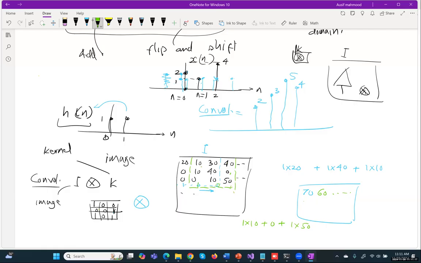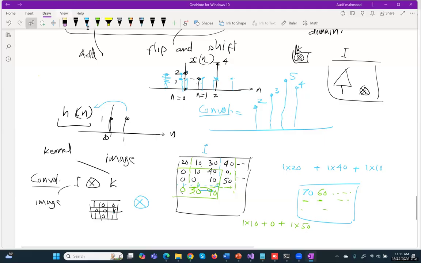So see, there could be new pixels over here, for example, 0, 30, 90, right? So then the kernel may move down over here. So we'll keep producing numbers. And so that is the idea behind the convolution, right?